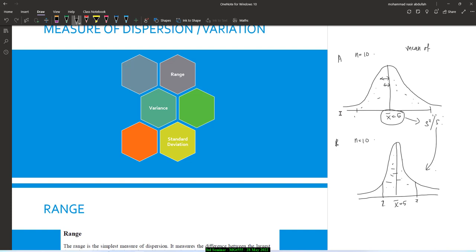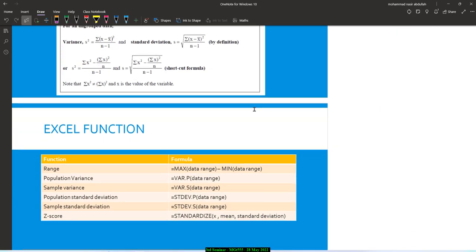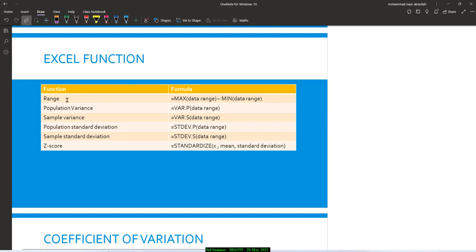So we take the mean of the differences between the observations and the mean, and we square them, right? So this is what we call the standard deviation. Now the Excel functions. If you want to calculate the range, it is the maximum value minus the minimum value. Population variance is VAR.P, sample variance is VAR.S. For standard deviation, STDEV.P is for the population, and we use S for the sample.